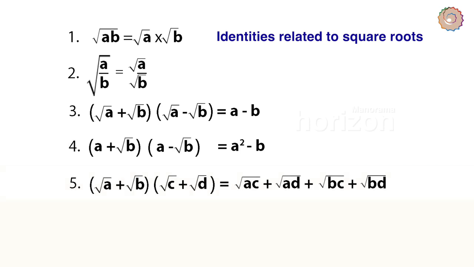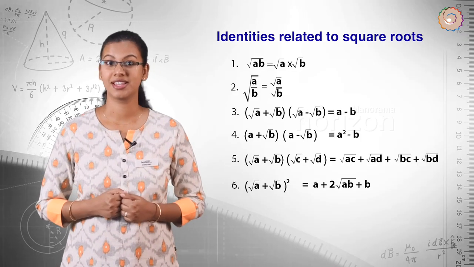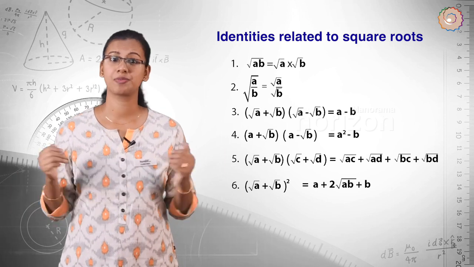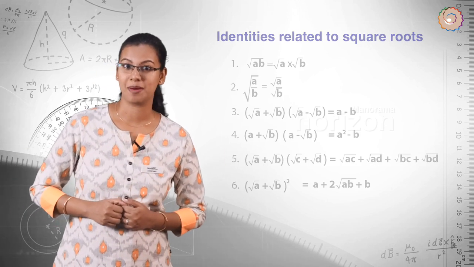Root A plus root B into root C plus root D equals root AC plus root AD plus root BC plus root BD. Root A plus root B the whole square equals A plus 2 root AB plus B. Using these identities, we can operate several expressions of irrational numbers.